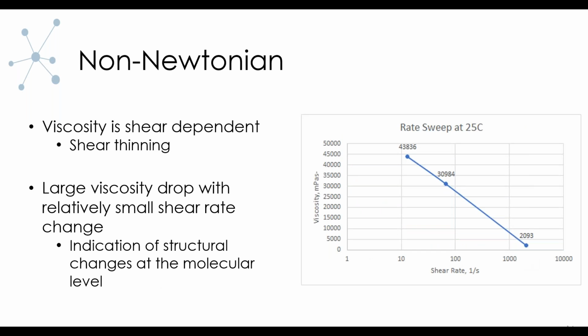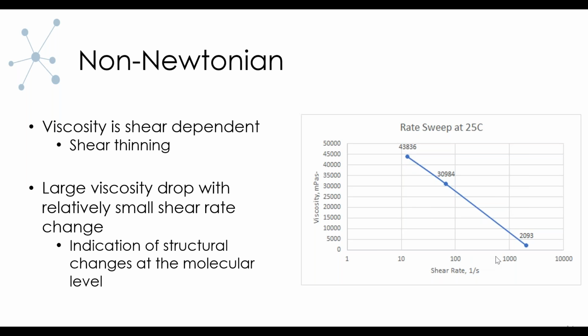And so we also, through our testing, see that cannabis oil is non-Newtonian. Again, non-Newtonian meaning the viscosity is dependent on shear rate. And with cannabis oil, we see that it is shear thinning. Here we're taking shear rates going from 10 inverse seconds all the way up to over 1,000. And at low shear rates, the viscosity at 25 degrees C is just under 44,000.